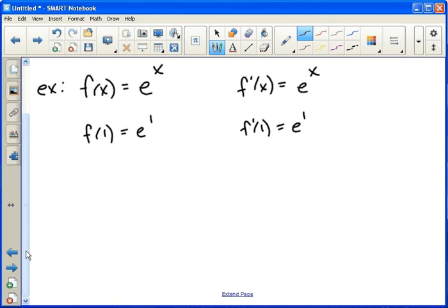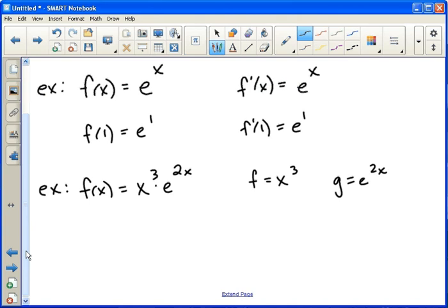Alright, now let's try x cubed times e to the 2x. So here we have to use the product rule because we have two different functions being multiplied by each other. So our f will be x cubed and our g will be e to the 2x. Obviously the derivative of x cubed is 3x squared. The derivative of e to the 2x is 2 e to the 2x, or let me write it the way we have been, itself times the derivative of the exponent. So really just 2 e to the 2x.